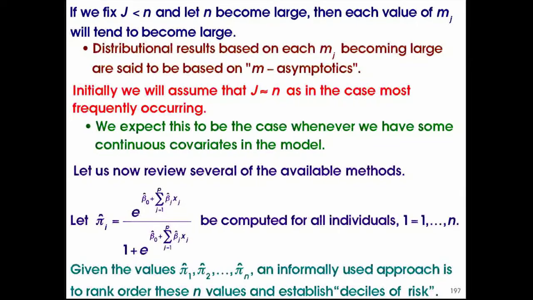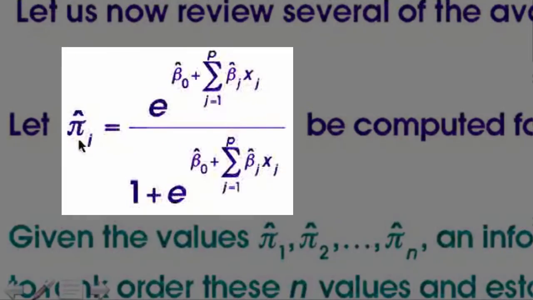Okay, welcome back. We're now going to review several of the available methods that we have. Imagine that for each individual in the study, we compute the estimated probability that y is equal to 1. This is the logistic regression probability, e to the logit over 1 plus e to the logit. This is computed for each individual.